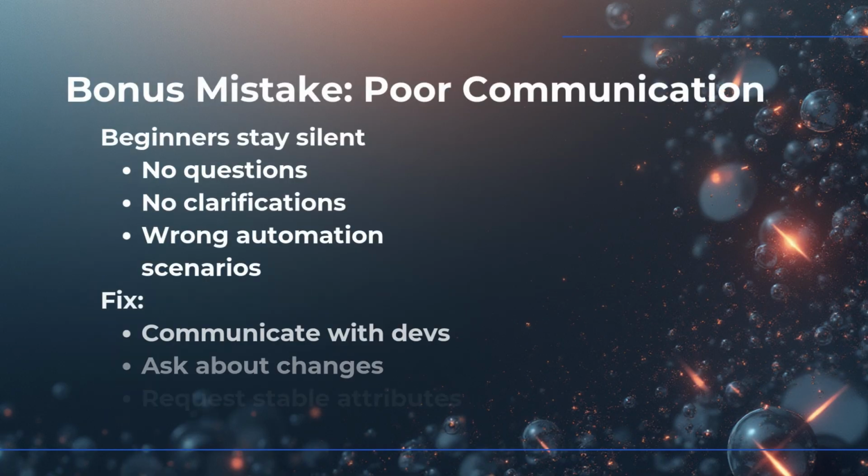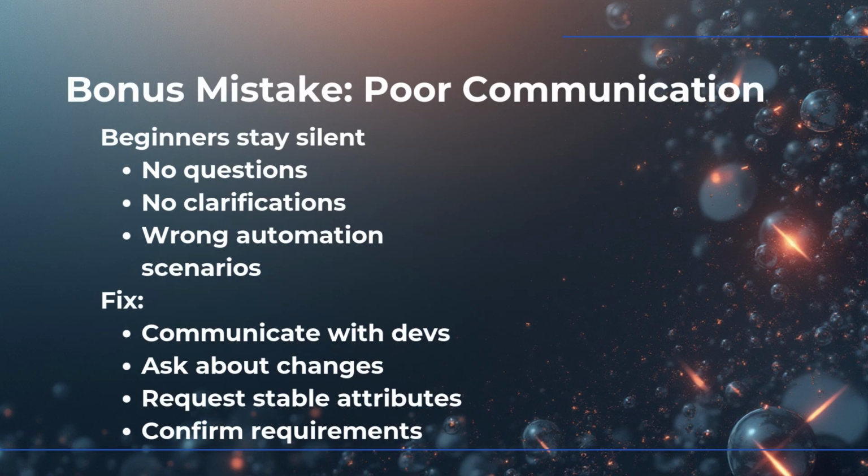This is a bonus mistake, poor communication. A lot of automation failures happen because testers stay silent. They don't ask developers which elements are dynamic. They don't ask the product owner why a flow is changed. They don't ask for stable IDs. They don't confirm requirements. And this leads to bad assumptions and wasted efforts.